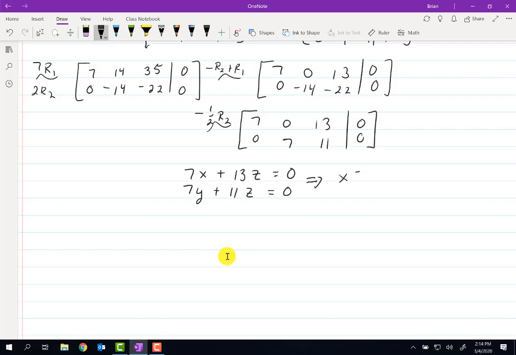So x will be negative 13 sevenths z. I probably shouldn't write it that way. I hate when my students do that. I don't know why I did it. So x will be negative 13 over 7 z, and y will equal negative 11 over 7 z. z is a free variable.